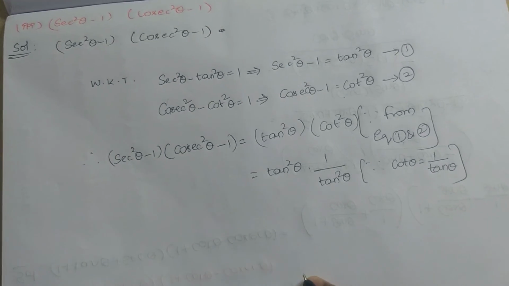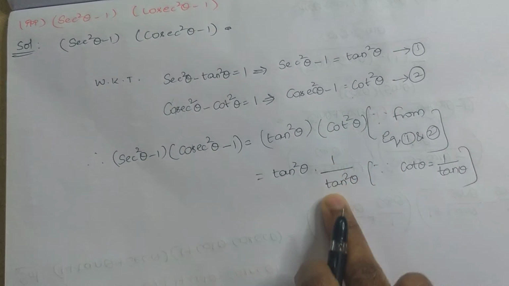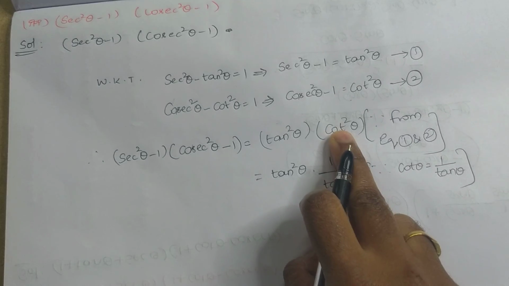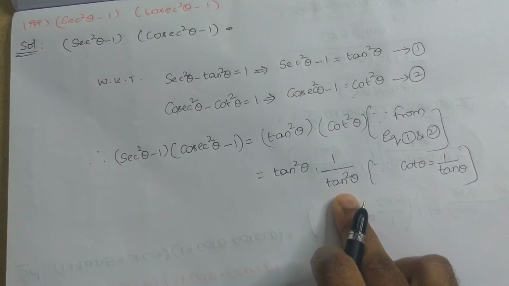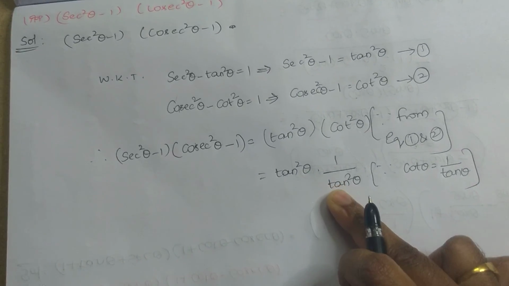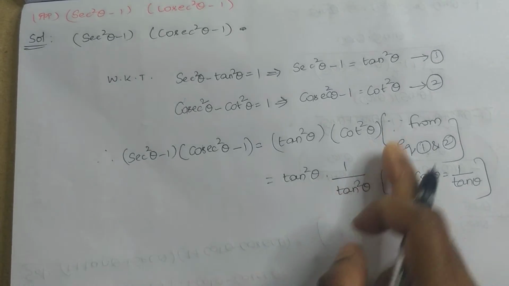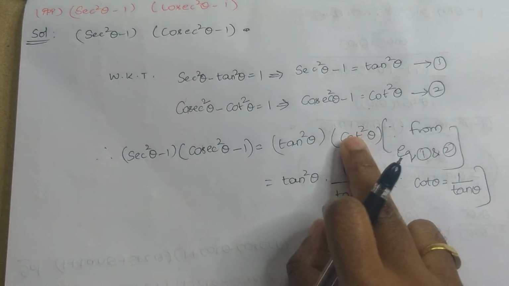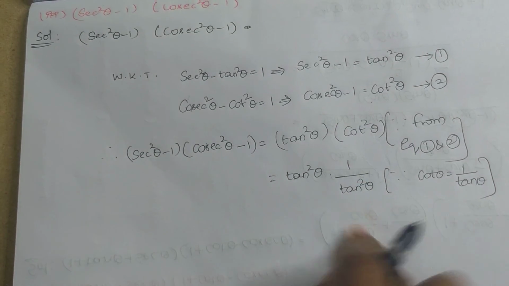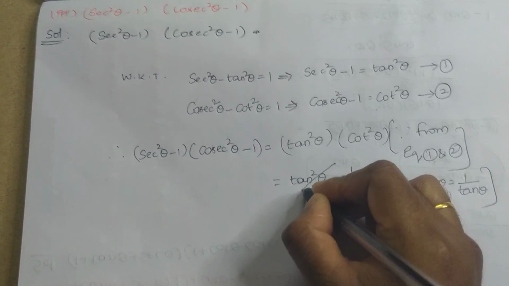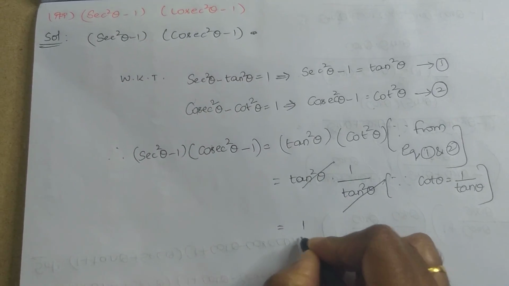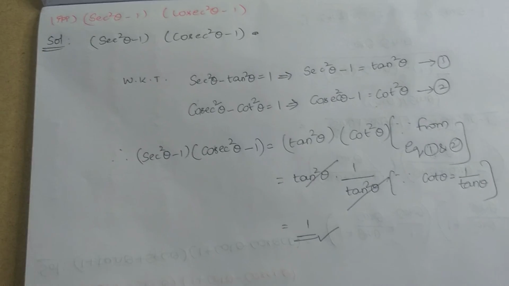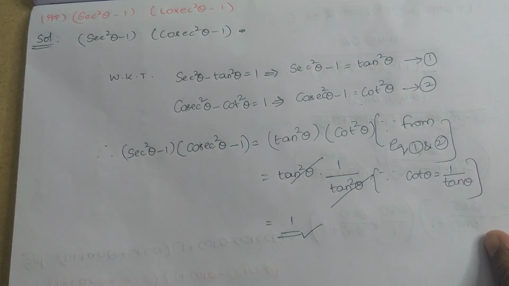We know this, right? So in the place of cot I have written 1 by tan. So cot theta whole square means (1 by tan theta) whole square. So (tan theta) whole square means you'll be getting tan square theta, or else you can write it directly like this: cot square theta equals 1 by tan square theta. Tan square theta will be cancelled off. We'll be getting the answer as 1. Clear? So this is the solution for question 3.